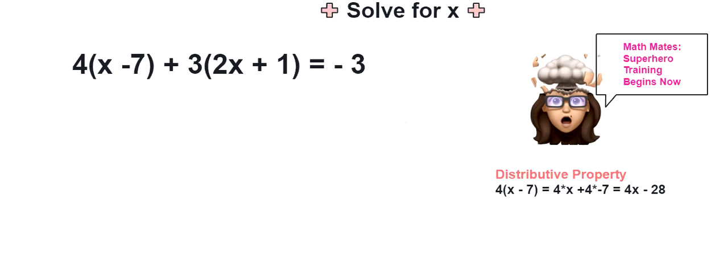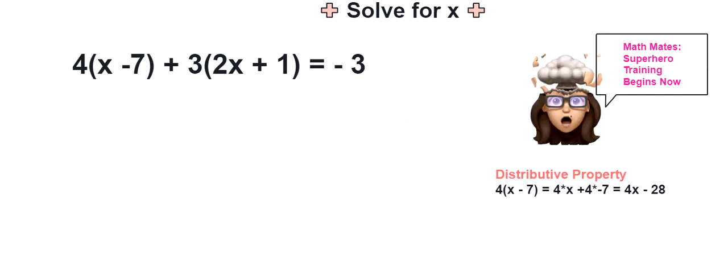What's the first thing I always like to do? Yes, read the problem. The problem says solve for x. 4 times the quantity, x minus 7, plus 3 times the quantity, 2x plus 1, equals -3. It's a long equation, isn't it? But we got this. We can do it.